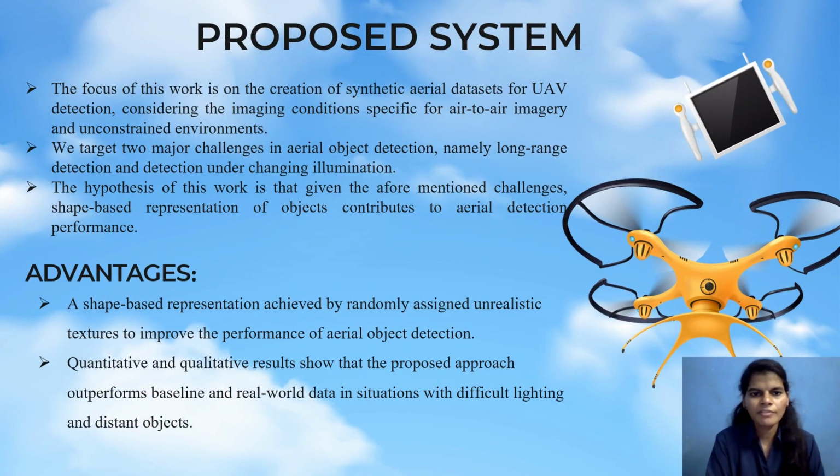Proposed system. The main focus is to create a synthetic aerial dataset for UAV detection considering different imaging conditions and environments. The other two major challenges in aerial object detection are long-range detection and detection under challenging illumination. The advantages of this system: shape-based representation is achieved by randomly assigning textures to improve the performance of aerial object detection. The next one is that quantitative and qualitative results show that, with different situations, difficult lighting and object detections, the synthetic dataset is used to detect the drones.